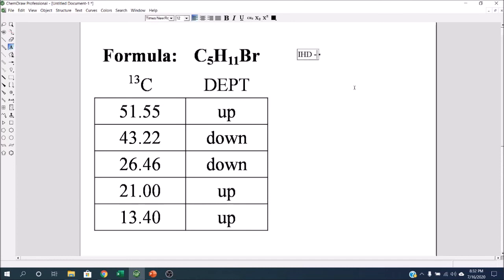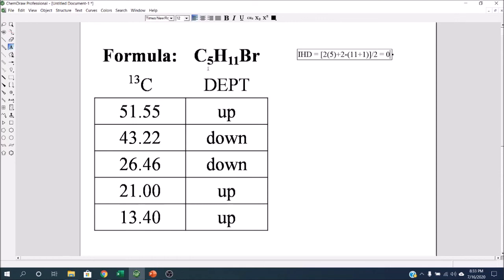My index of hydrogen deficiency is equal to 2 times the number of carbons, which is 5, plus 2, minus any hydrogens that I see and any halogens that I see, and then we divide this by 2. 2 times 5 plus 2 is 12, minus the sum of 11 and 1, which is 12 minus 12. So the index of hydrogen deficiency is 0, which means there are no rings and no pi bonds in this particular compound. That is a lot of useful information.